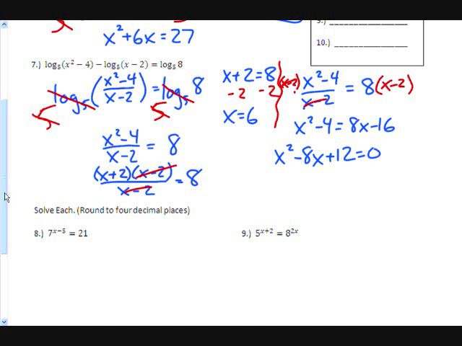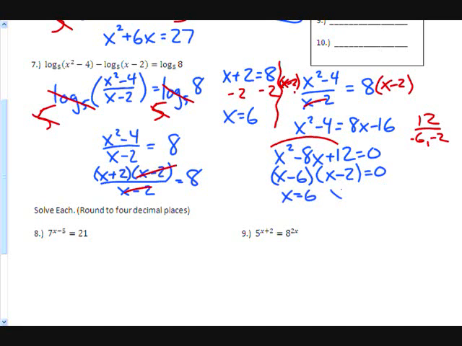And then if you solve this by factoring, you build a bridge here, and you get the positive 12. The two magic numbers here are going to be a negative 6 and a negative 2. So this factors into x minus 6 and x minus 2. And when you set each of those equal to 0, you get x equals 6, but you also get x equals 2. And it appears at first glance that both of those work.